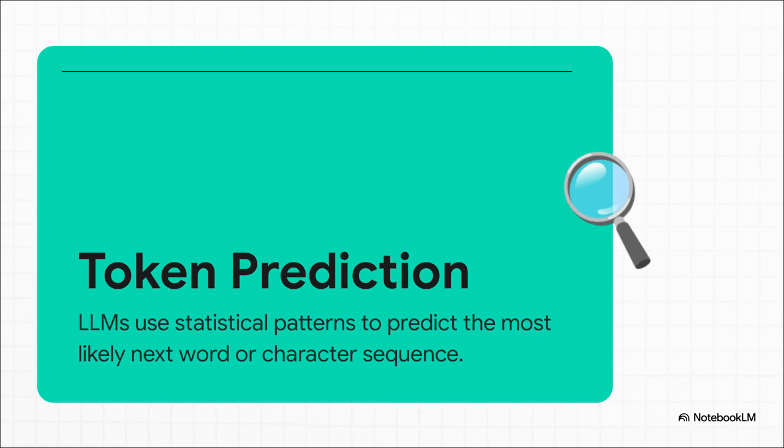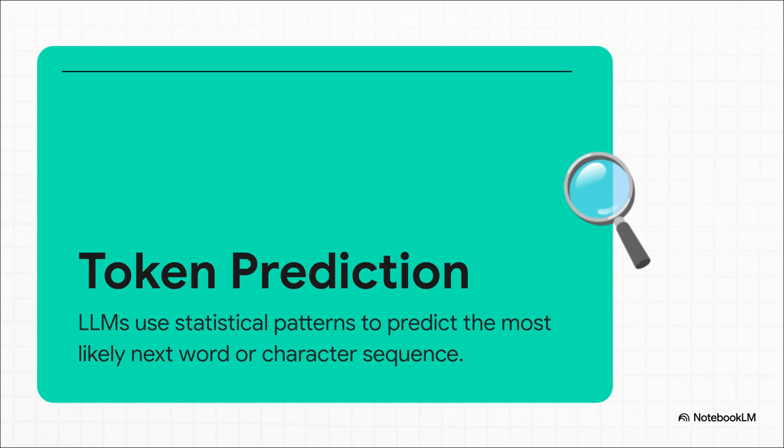Think about the phrase, "the mitochondria is the." The AI calculates that the word powerhouse has, say, a 98% probability of coming next based on its training data. It's utilizing statistical patterns to predict the next word sequence. It's essentially the world's most confident, sophisticated autocomplete.